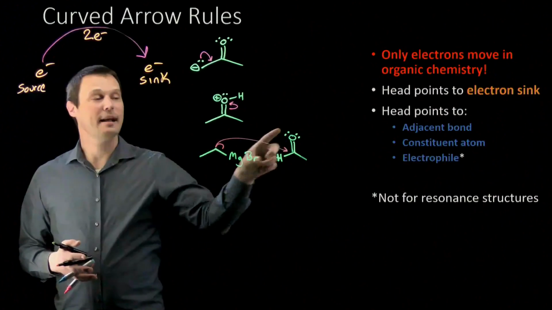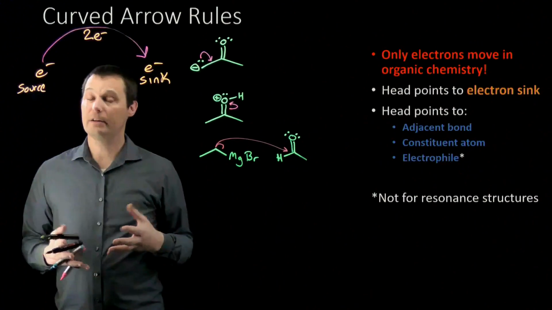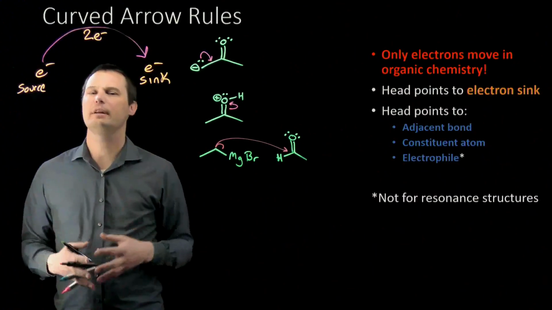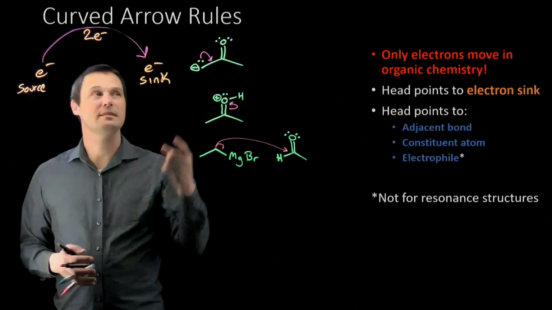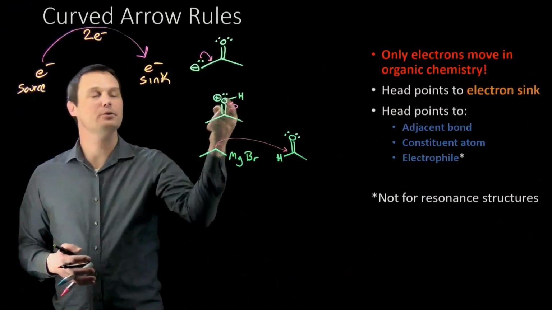I'll mention again that in this last case, we're pointing it at an electrophile. That's a valid curved arrow, but if you're in resonance land, you cannot point arrows at electrophiles in resonance. That's not part of the resonance contributors. In resonance land, we'll only be pointing arrows at adjacent bonds or constituent atoms.